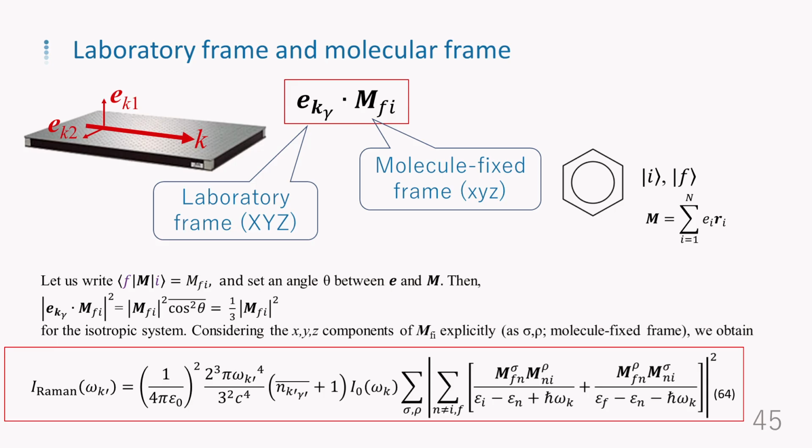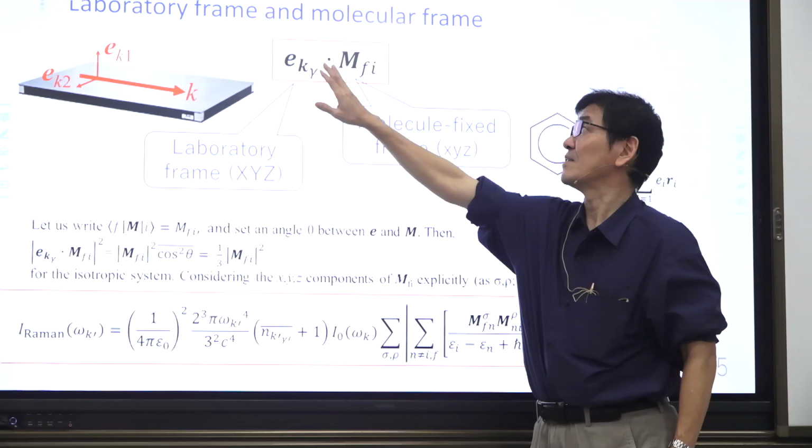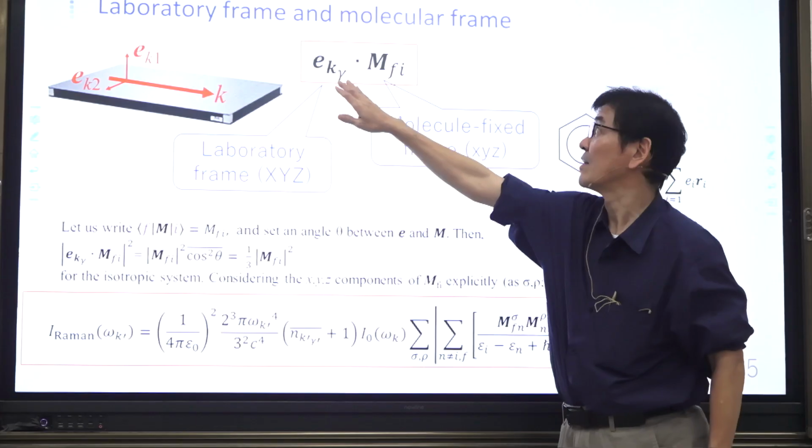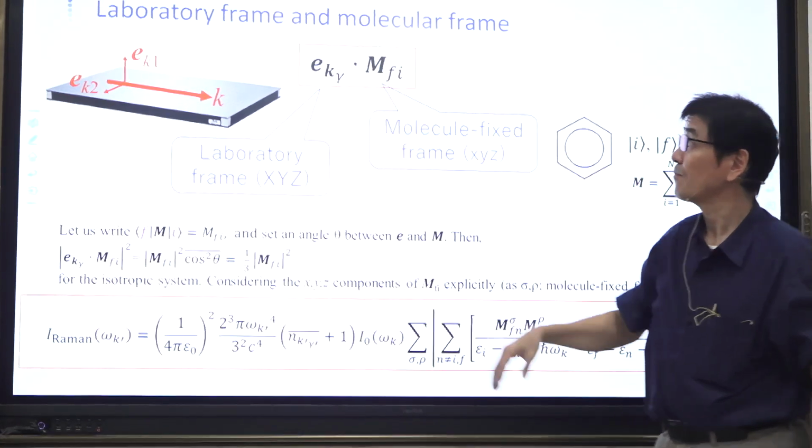And we need to consider one more point. That is the frame of the coordinate. In the previous formulation, there was an inner product term of the E k gamma and M_FI, for example. So this is the inner product of the electric field polarization vector and transition moment.